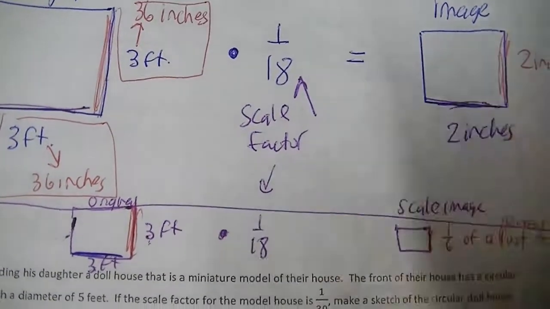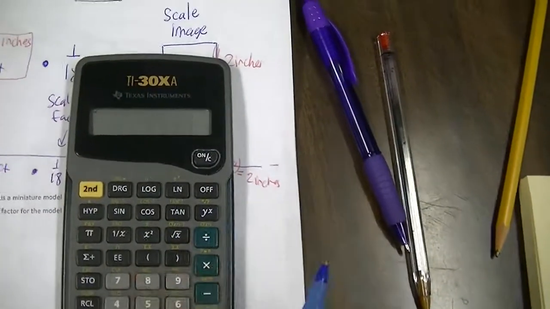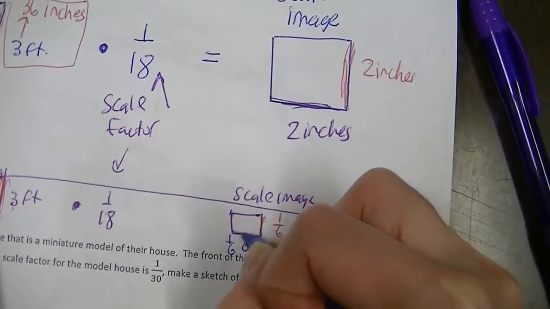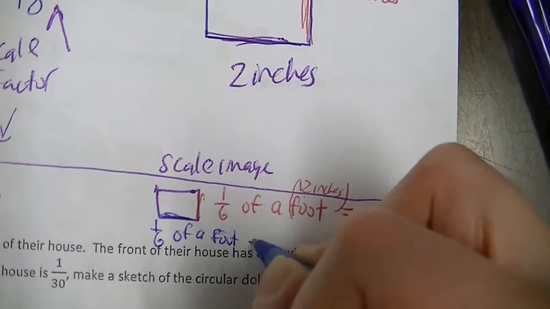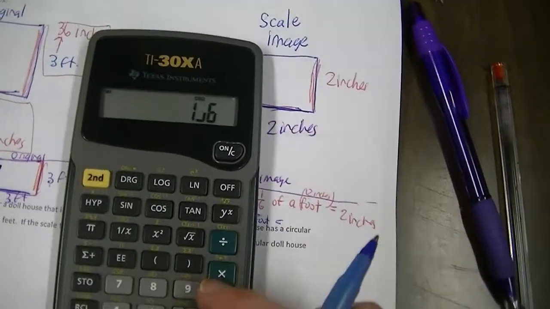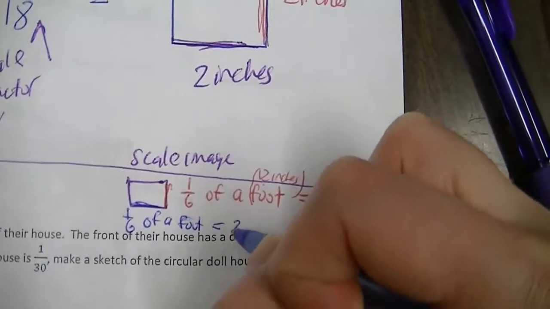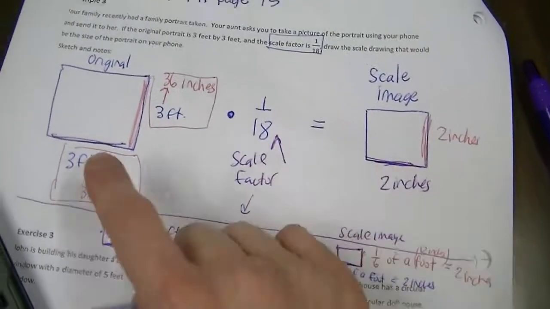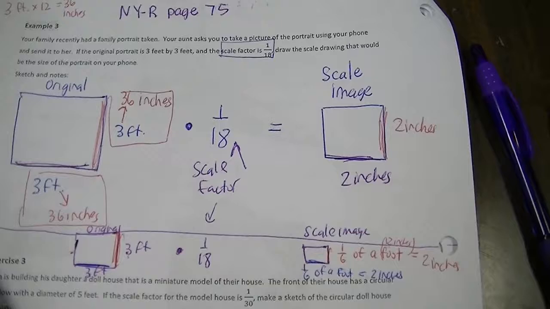3 feet times that scale factor. Again, you get 1/6 of a foot. Remember, a foot is 12 inches, and I would go 1/6 times 12, because that's the 12 inches. And you still get 2 inches. So see how we get the exact same answer? This way just seemed a little bit more straightforward to me. Okay? Try the next problem.